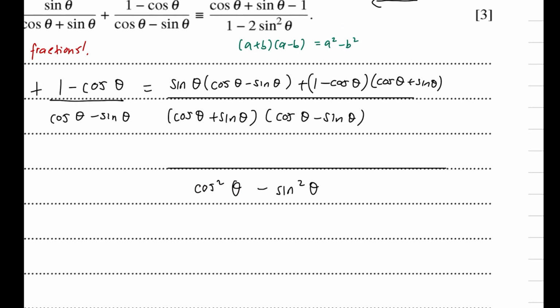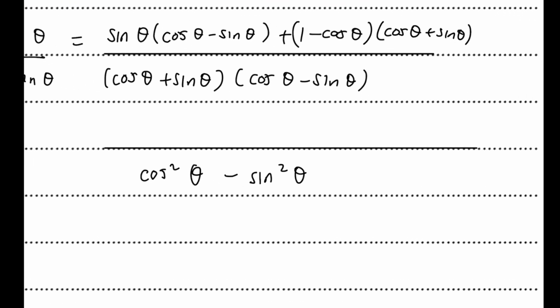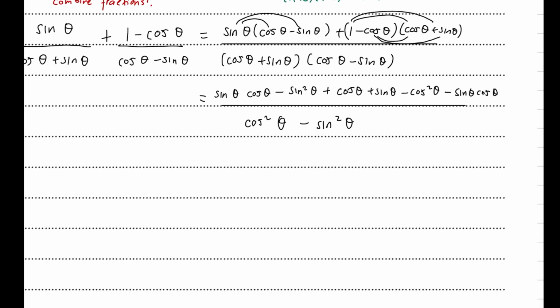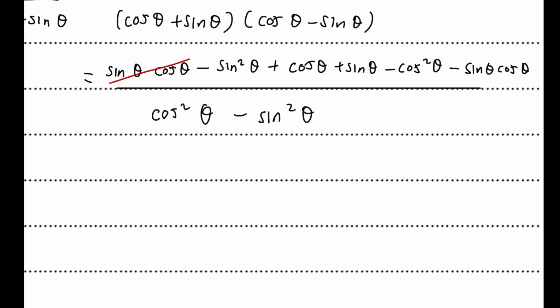And then the top part is kind of messy, so maybe we can expand first and hope that it can be simpler. So sine theta times cos theta minus sine square theta, plus 1 times cos theta becomes cos theta, 1 times sine theta becomes sine theta, minus cos theta times cos theta becomes minus cos square theta, and then minus cos theta times sine theta becomes minus sine theta cos theta. Is it simpler? Yes, because we can cancel sine theta cos theta with minus sine theta cos theta.